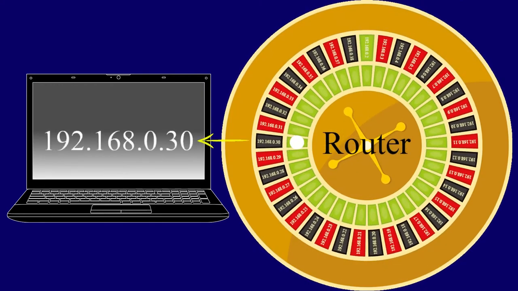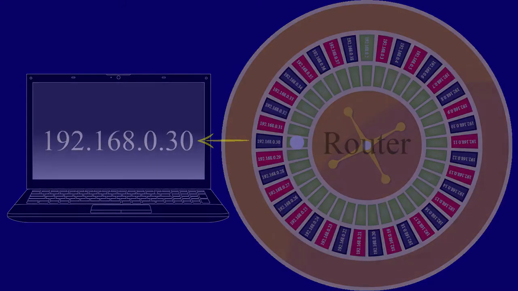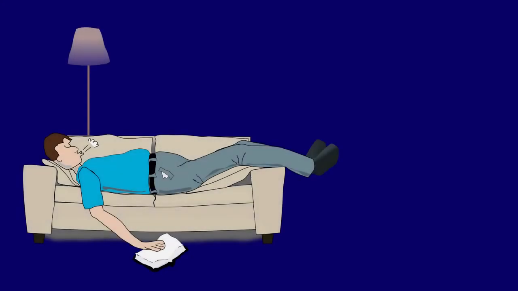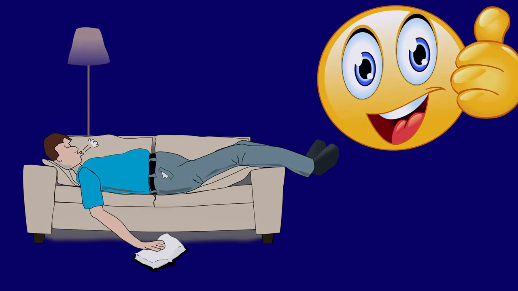The router dishes out an IP address, in this case 192.168.0.30. Most of the time this is great as it handles the process automatically in the background, meaning that you don't have to do anything. The problem is that this IP address can change.